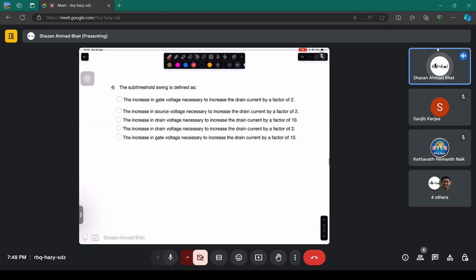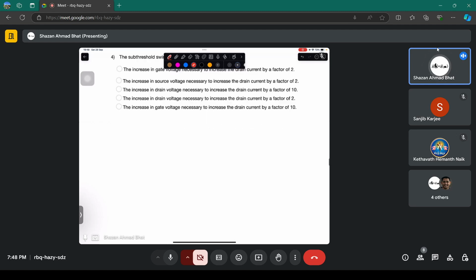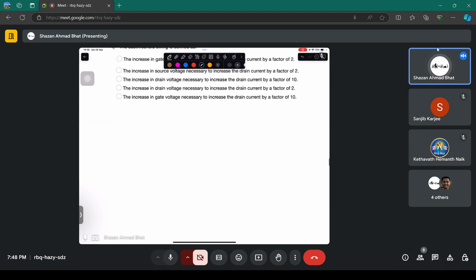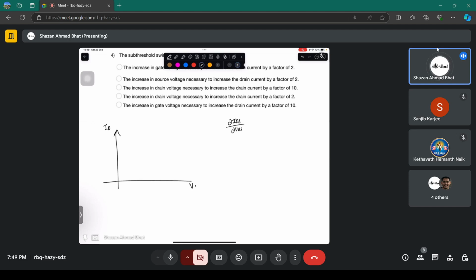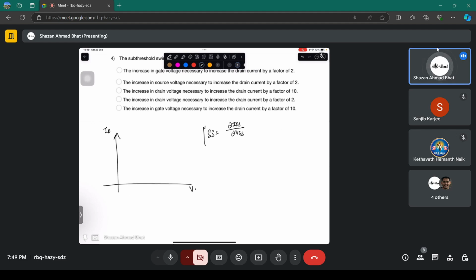The fourth problem is about the subthreshold swing. Okay, what is subthreshold swing? Let's briefly discuss it. The subthreshold swing is basically the change in the gate voltage with respect to the drain current. Sorry, it is the change in the voltage VGS. So this is called the subthreshold slope.